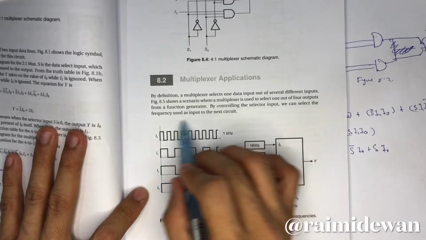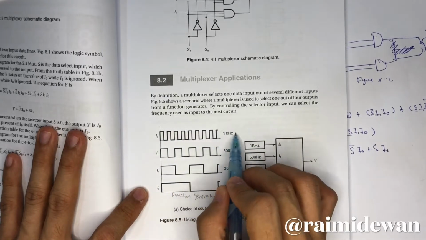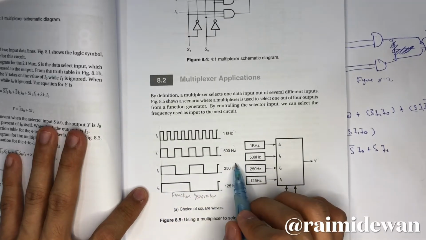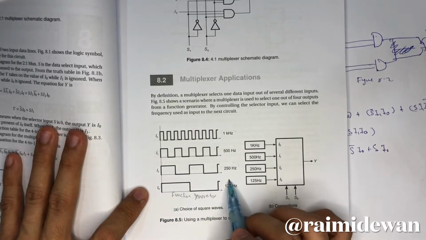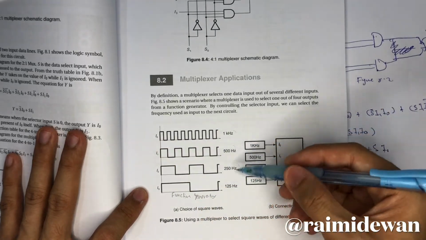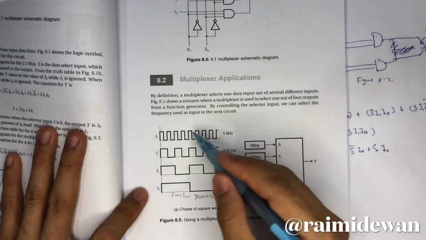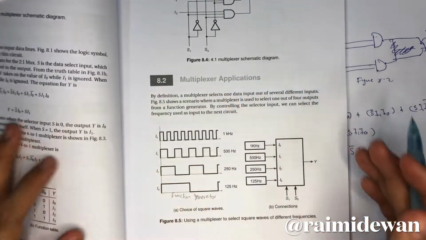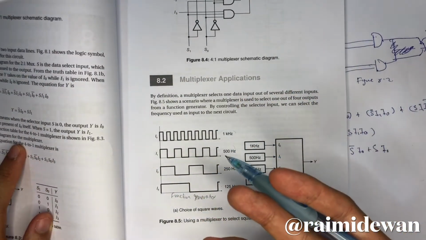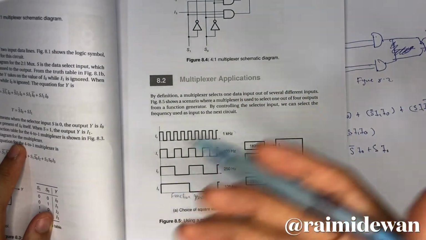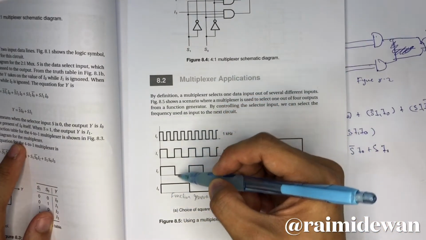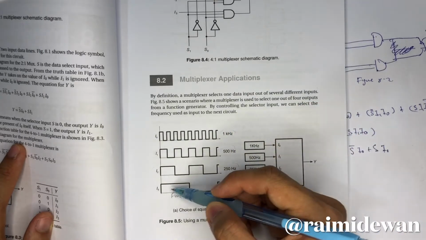So here for I0 we have a signal of 1 kilohertz, I1 500 hertz, I2 250 hertz, and I3 125 hertz. As you notice, this one is additional knowledge for you. As the frequency increases, the signal becomes more compact. When it is more compact, we can see there are a lot of complete cycles per time. So here you see there are a lot of complete cycles compared to this. The lower the frequency, the fewer complete cycles.